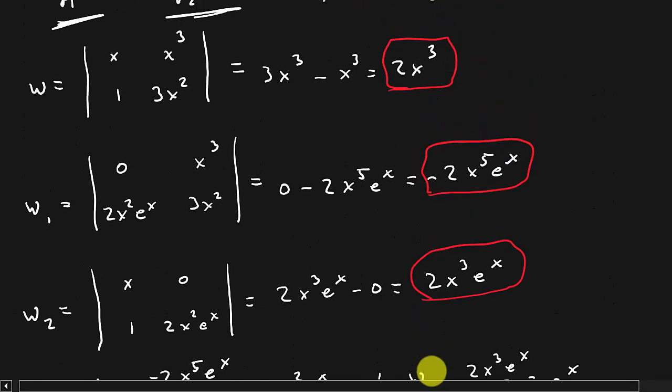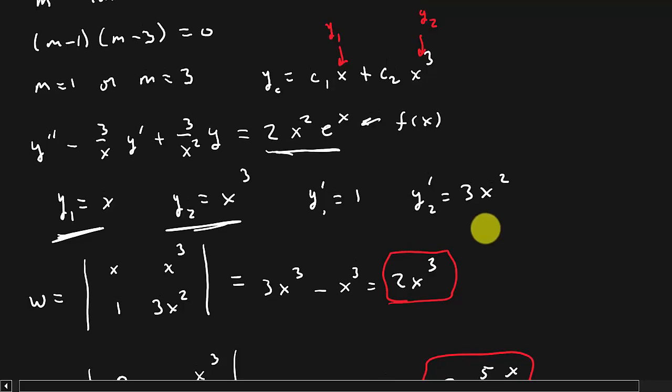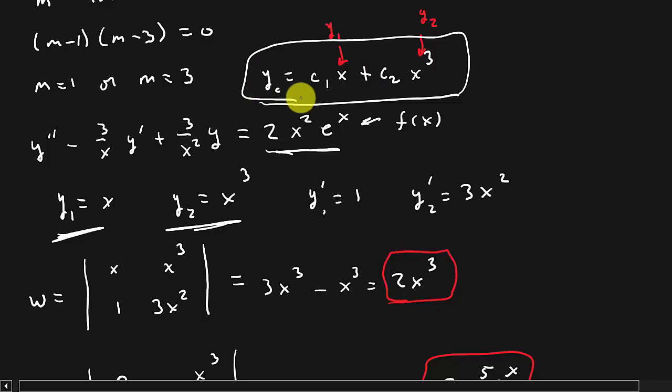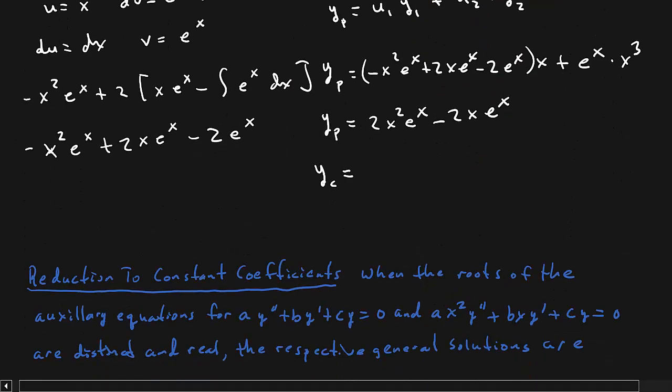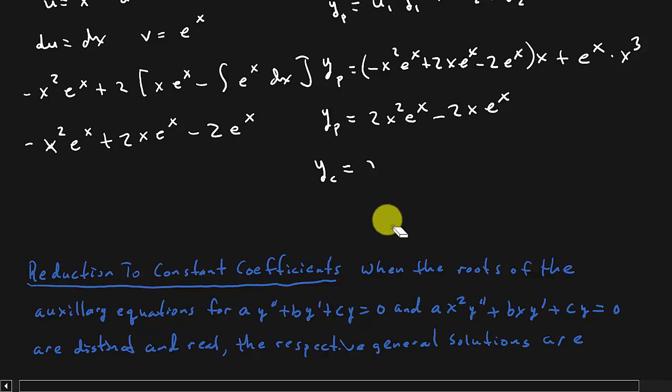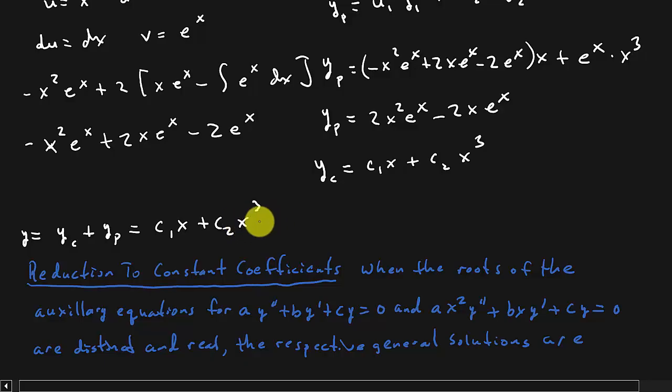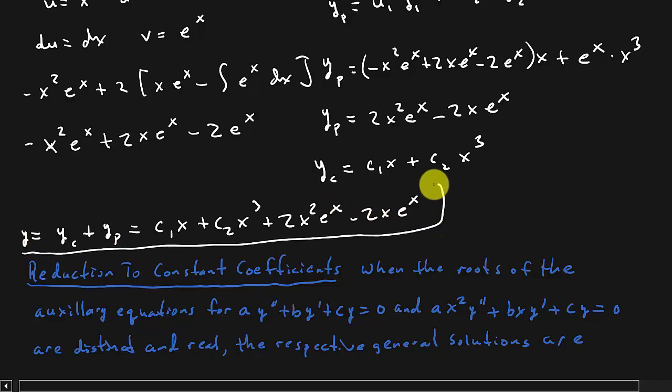And recall that yc, I'm just going to write yc down here. Remember, yc is this: c1x plus c2x cubed. So I get y is equal to yc plus yp, and that's going to be c1x plus c2x cubed plus 2x squared e to the x minus 2x e to the x. And there's your solution right there.